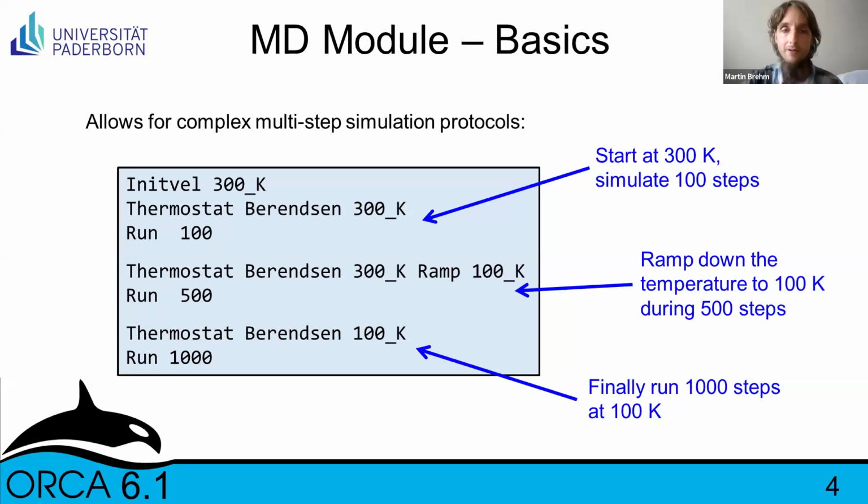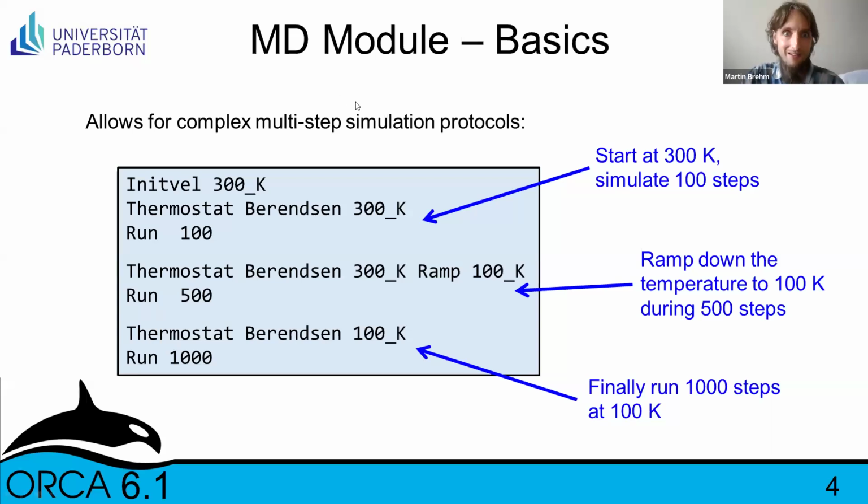Here you see a simple example. In the beginning, you would initialize the velocities to 300 Kelvin. Then you would run 100 steps at this temperature. Then you would ramp down the temperature from 300 to 100 Kelvin during additional 500 steps. And finally, you would run 1000 steps at the reduced temperature of 100 Kelvin. And you do not need to restart ORCA. So this is all one ORCA run, and this is just the script which you give to the MD module, which is executed from the top to the bottom as a program.